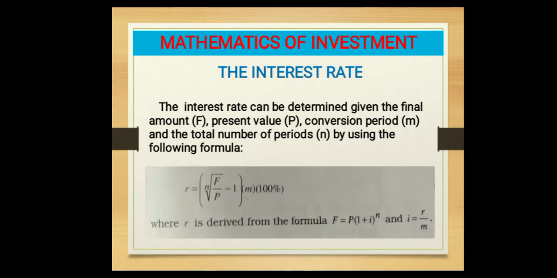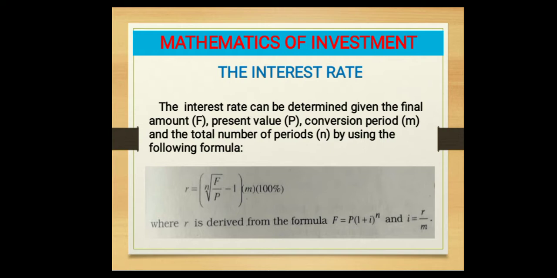R equals N root of F over P minus 1, times M, times 100%, wherein R is derived from the formula F equals P times (1 plus I) raised to N, and I equals R over M. So again, when we say interest rate, this is the formula that we're going to use: R equals N root of F over P minus 1, times the given conversion period M, times 100%.